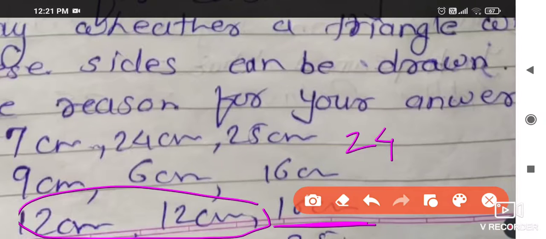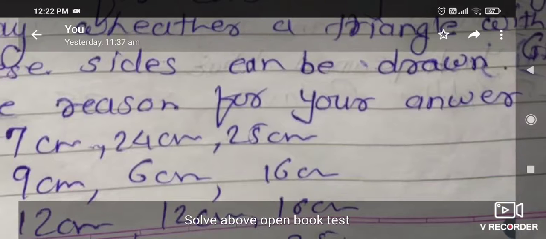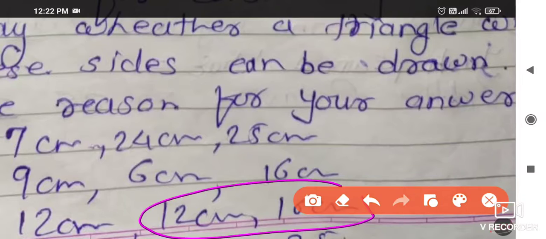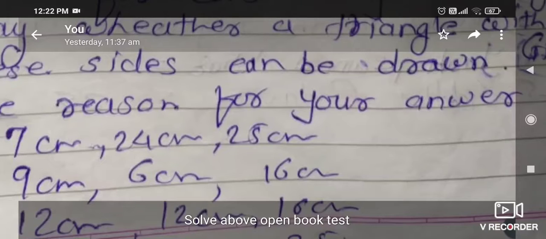So the third side is smaller than the sum of two sides, so we can construct the triangle of the measures 12, 12 and 16. Here, the sum of two sides, 12 plus 12, is 24, and 24 is greater than 16 centimeter, the third side, and therefore we can construct the triangle of the given measure. If you see the other two, if you do the addition 12 plus 16, it is greater than 12, and then if you do the addition of 16 and 12, the sum is greater than the other side.